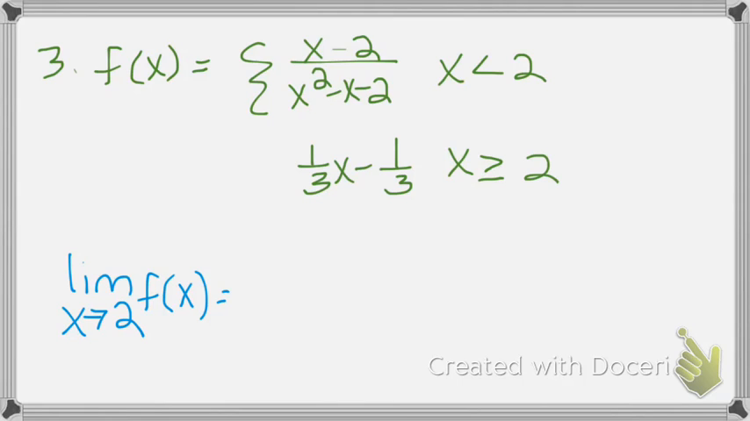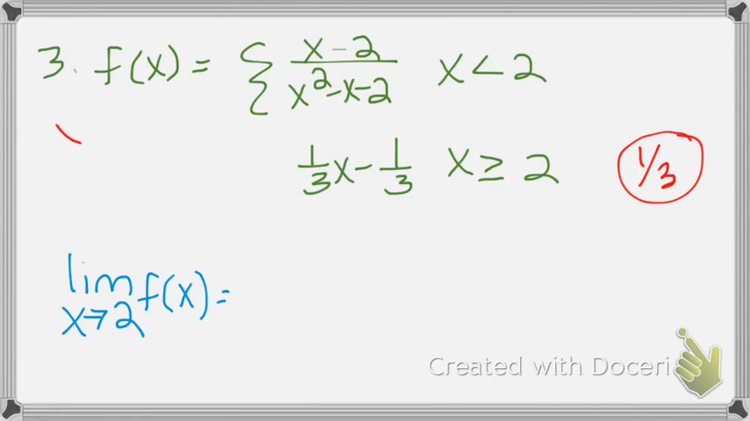A third times 2 is 2/3. 2/3 minus a third is 1/3. So I know I'm going to get 1/3 here. That's 2 from the right. The question is, what do I get up there? So if it's a problem like that where you can't just plug in a 2, it could mean that there's a hole. It could mean that there's an asymptote. Most likely it's a hole. Okay? So what I want to do is I just want to rewrite that, maybe factor it and simplify it, and then try to plug it in if I can.